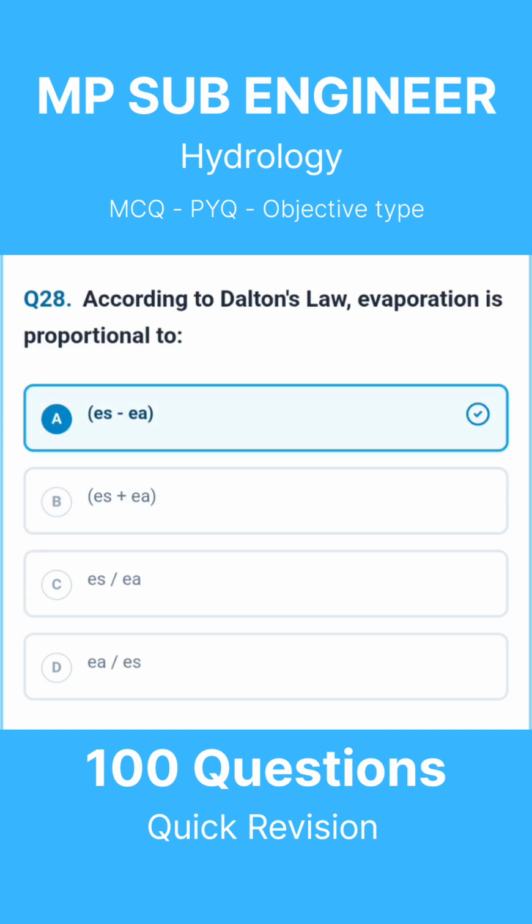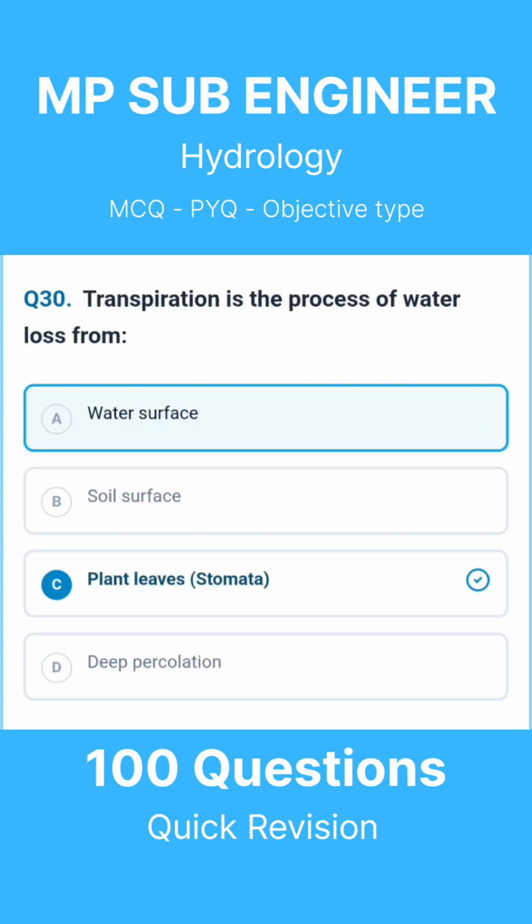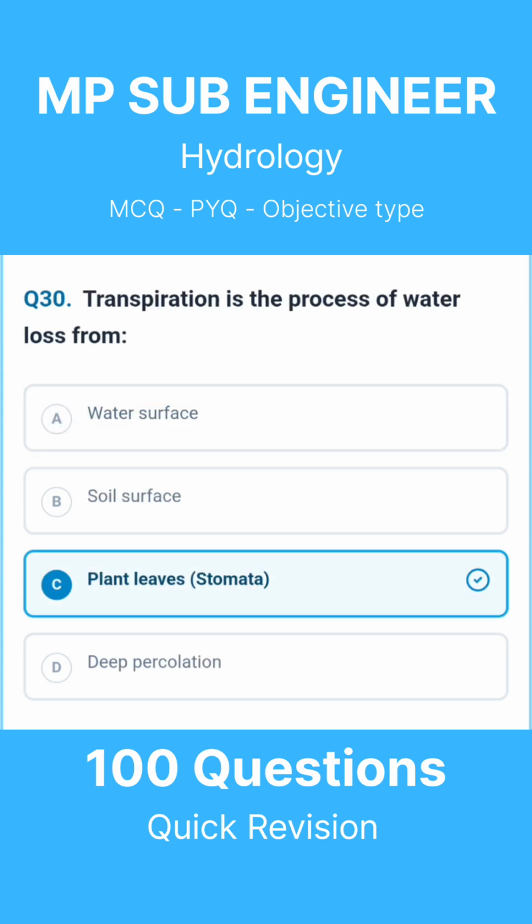Question 28. According to Dalton's law, evaporation is proportional to. The correct answer is es minus ea. Question 29. Chemical used to reduce evaporation from reservoirs is. The correct answer is cetyl alcohol. Question 30. Transpiration is the process of water loss from. The correct answer is plant leaves, stomata.